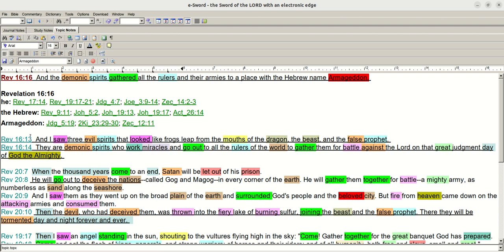We're going to back up a little bit here into verse 13. And I saw three evil spirits that looked like frogs leap from the mouth of the dragon and the beast and the false prophet. So these three evil spirits have something to do with the dragon, the beast, and the false prophet. Okay, they're basically following their commands. They're doing exactly what the dragon, the beast, and the false prophet tell them to do. They're working together. They are dynamic spirits who work miracles and go out to all the rulers of the world to gather them for battle against the Lord on that great judgment day of the Lord Almighty.